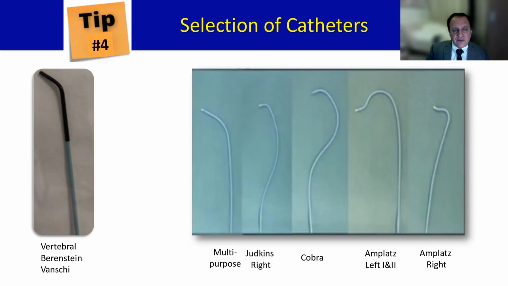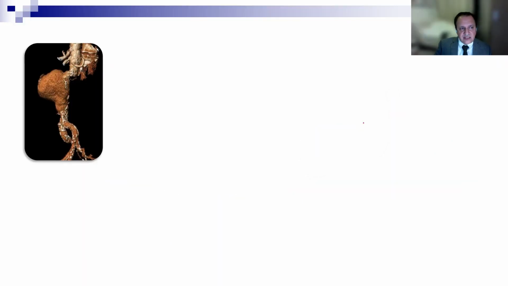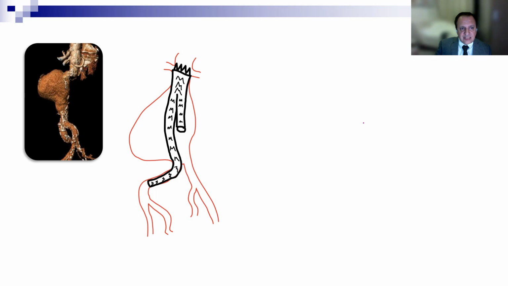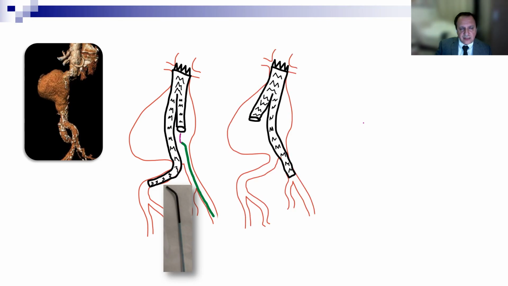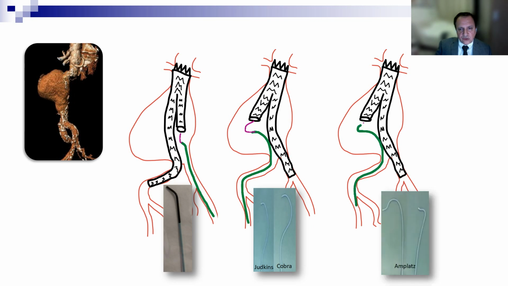It's very important to have a variety of catheters to cannulate the contralateral limb, or you can use steerable catheters. To give you an example, if you have the same patient with a large aneurysm and you deploy it in the S shape, then vertebral catheters will be very easy to use. But if you deploy it in the C shape like that, and you have a large space in the aneurysm sac, then most of the time you need to use Jackson or Cobra catheters, or you can use other types of catheters, like an Amplatz catheter, to be able to cannulate the contralateral limb.